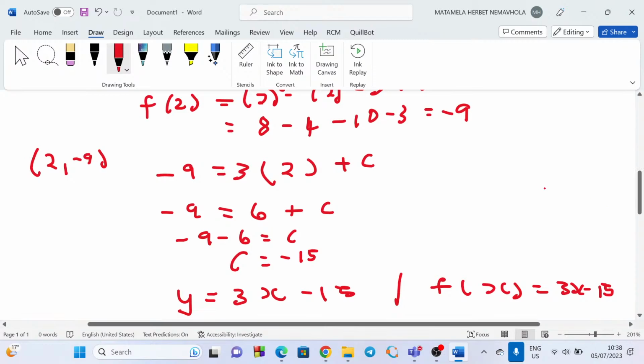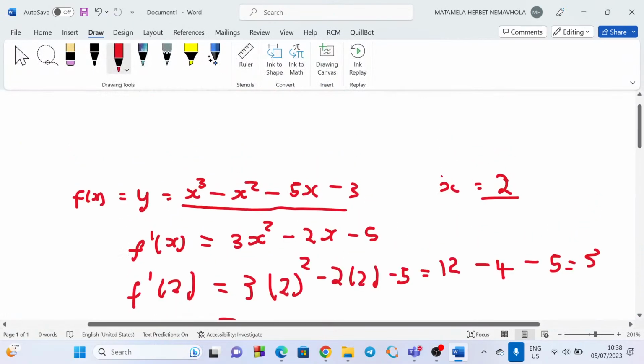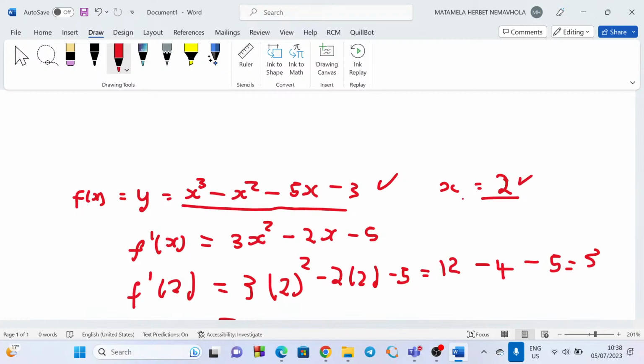Let's do a recap. The first thing that we did: we have an equation and we have a point at which the tangent touches. Then we differentiate to get f prime. After differentiating, you substitute the value of this point in f prime. Then you will get your answer, and your answer is going to be your gradient.